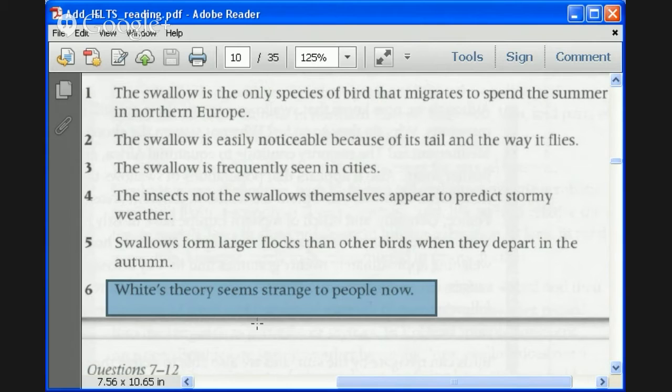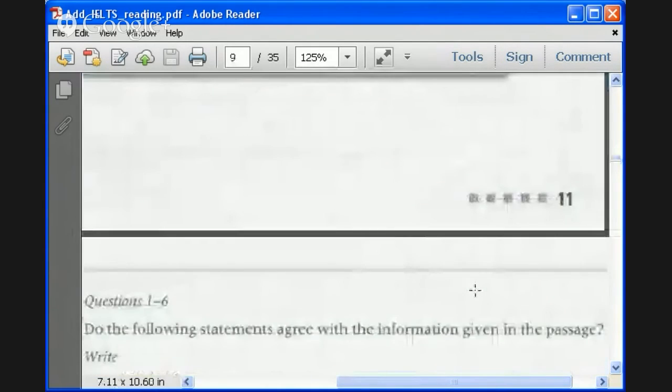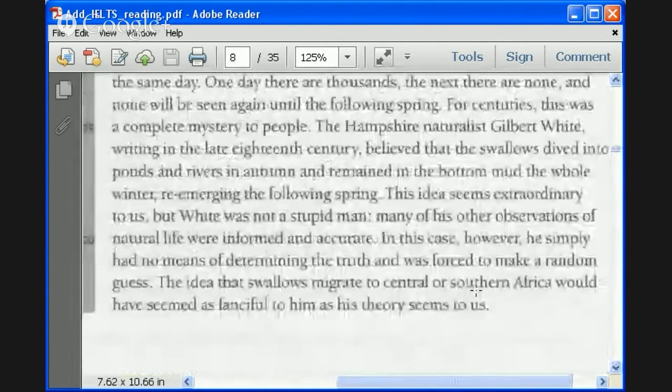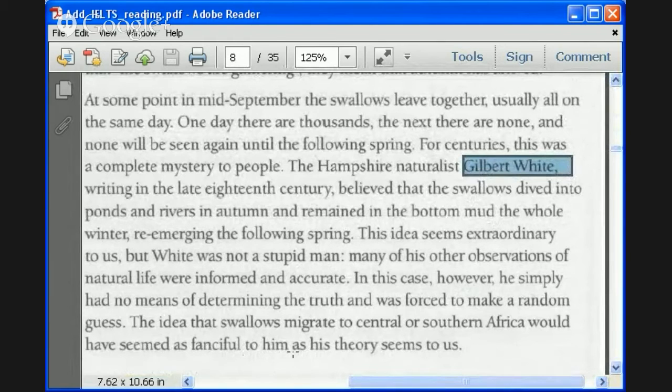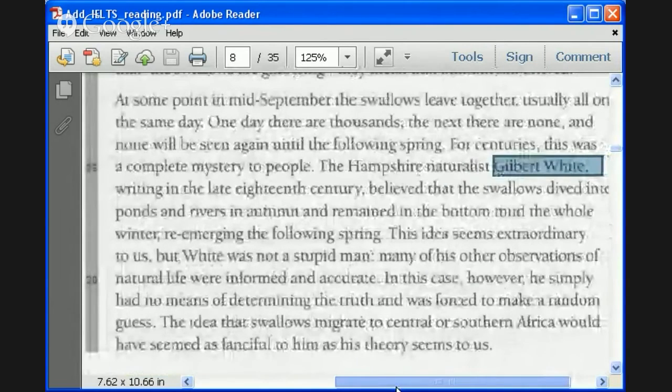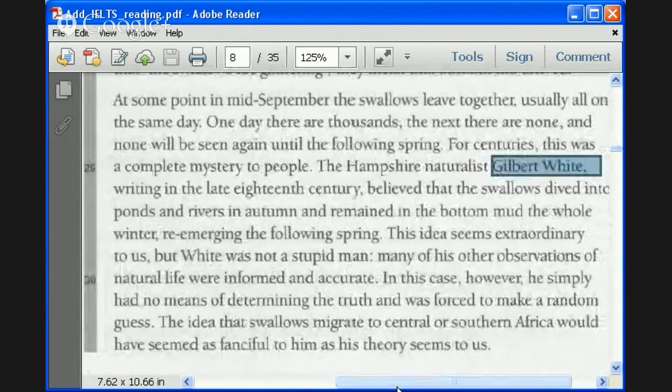White's theory seems strange to people now. I guess that is true. I guess it's true too, but we're guessing. So let's take a look. In the paragraph, this guy Gilbert White talked about some theories about the migration. He was forced to make a random guess, and so the idea seemed as fanciful to him as his theory seems to us. Very good.